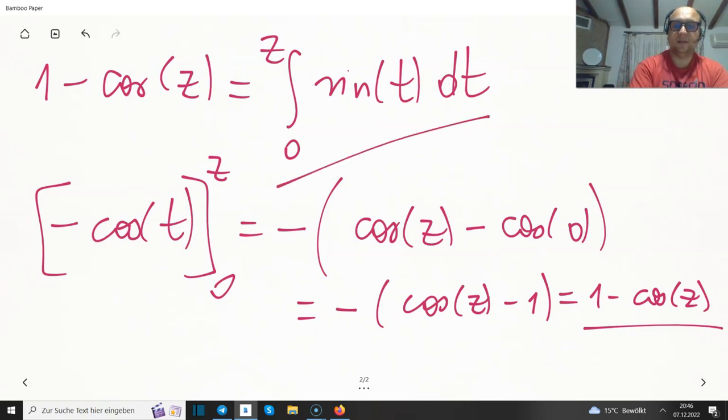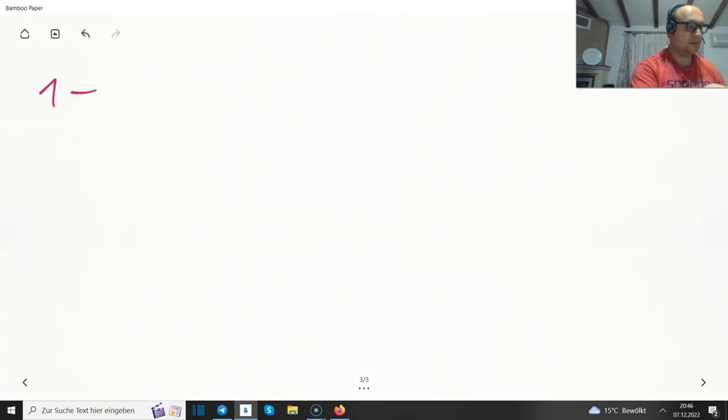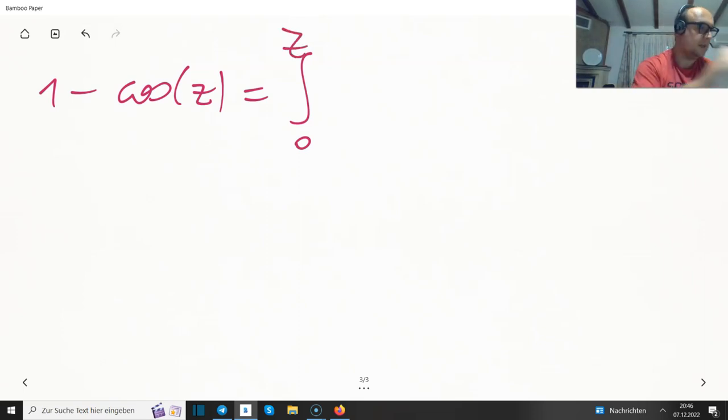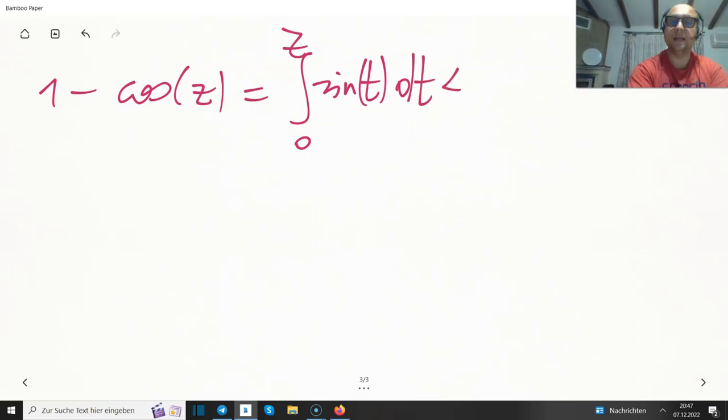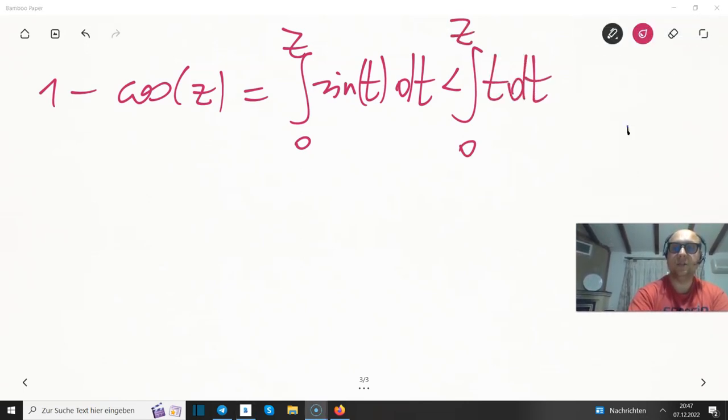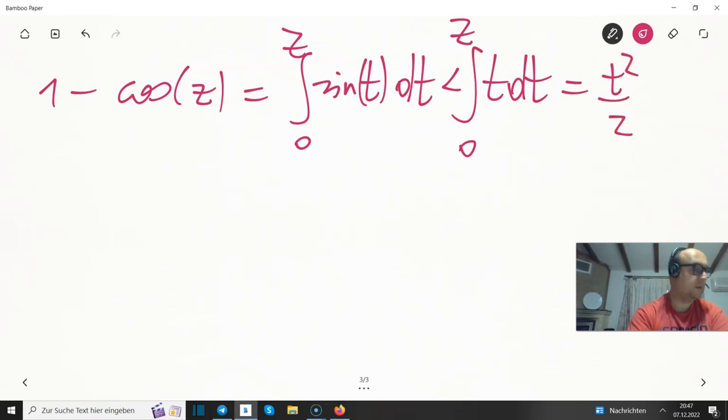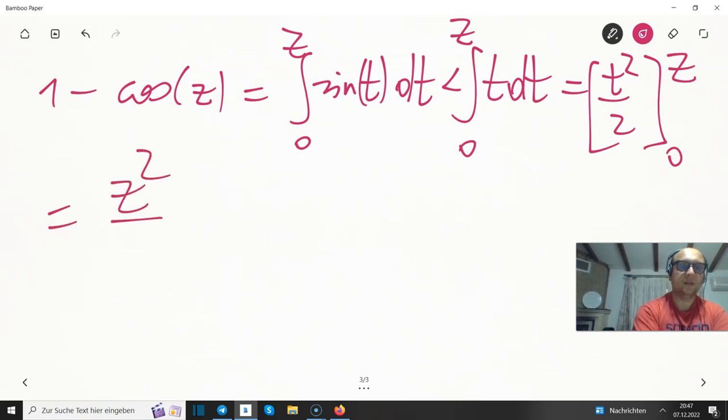All right, so that's correct. I can write it this way. So let's start again. 1 minus cosine of z can be written as the integral from 0 to z of sine of t dt, and that is less, by the same argument we previously had, well, we proved that sine of t is less than t, than the integral from 0 to z of t dt, which is t squared divided by 2, from 0 to z, and if I put 0 inside, it's going to be z squared divided by 2.